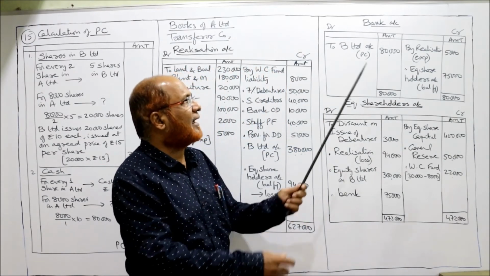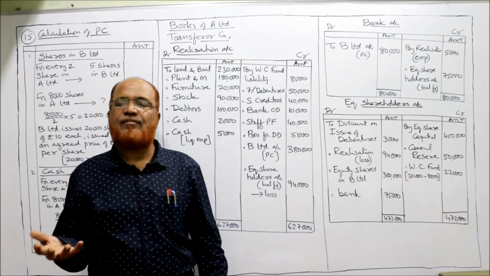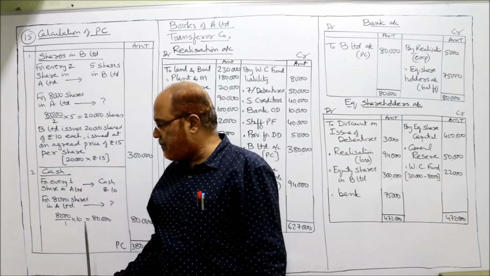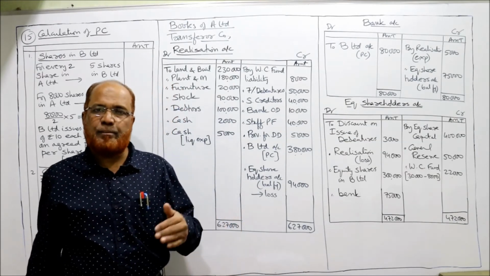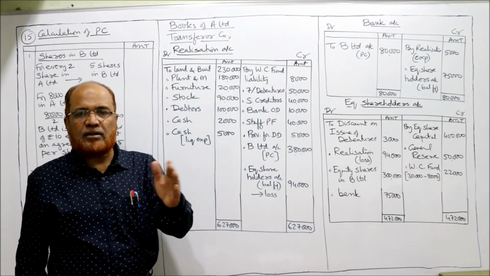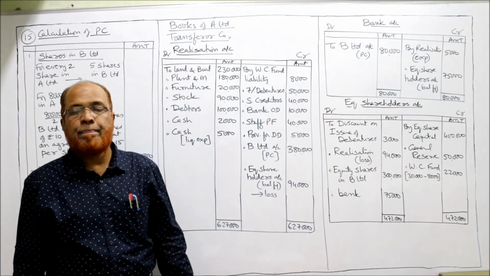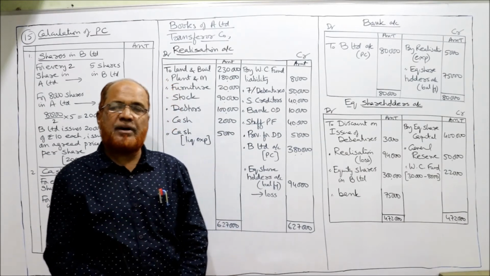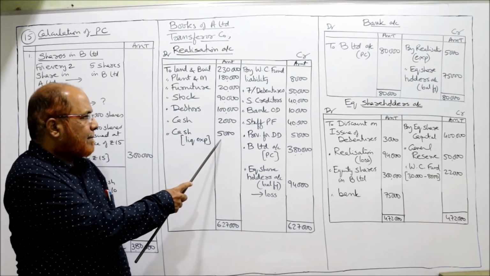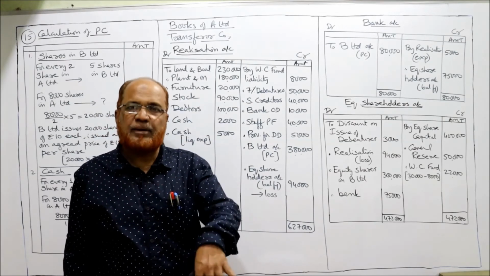Now we'll come to the second, bank account. How much is the cash received from B Limited? 80,000, which we have already calculated in the purchase consideration. 80,000 rupees are received from B Limited. So bank account debit to B Limited, 80,000 purchase consideration received. Out of this 80,000, one payment is made. What is that payment? Liquidation expenses, 5,000. Liquidation expenses of 5,000 are borne by A Limited themselves.